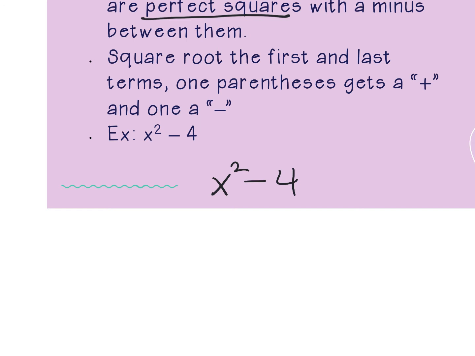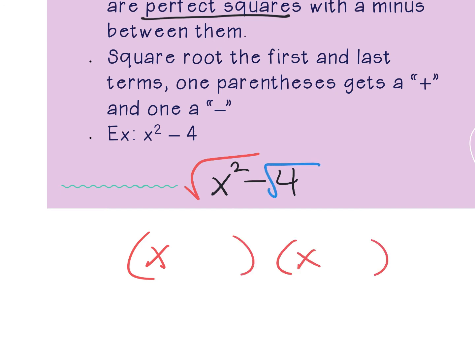So I'm going to square root the x squared. That gives me that term there. And then I'm going to square root the 4. That gives me a 2. And then one gets a plus sign, one gets a minus.